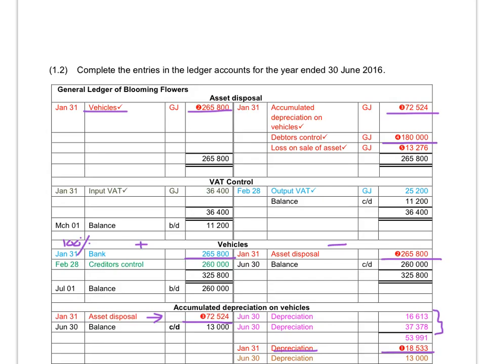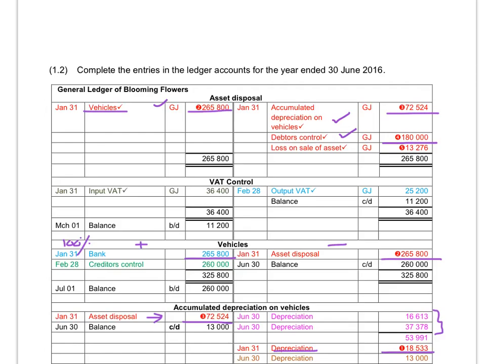So we've recorded step 1 now, calculating depreciation for the current year on the assets sold. Step 2, we transferred the cost price to asset disposal. Step 3, we transferred the accumulated depreciation to asset disposal. Step 4, we recorded the sales price. And step 5, we can calculate now whether we made a profit or a loss.